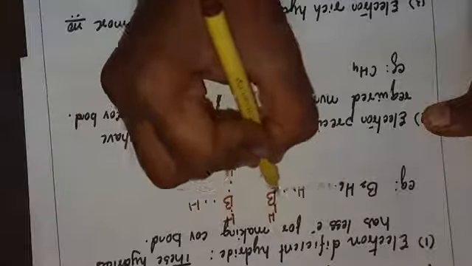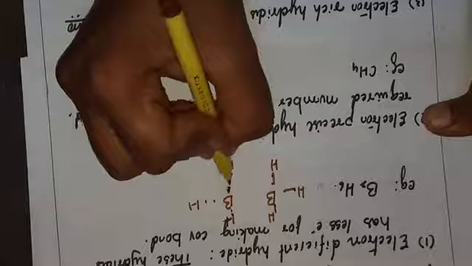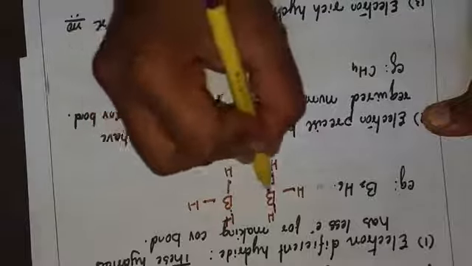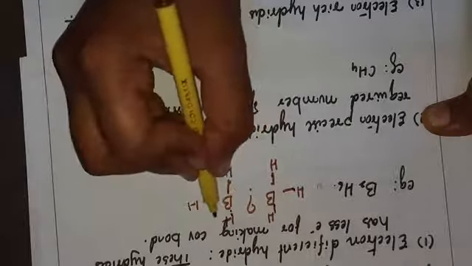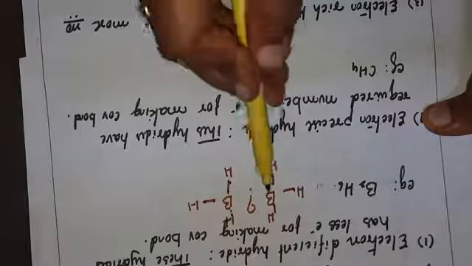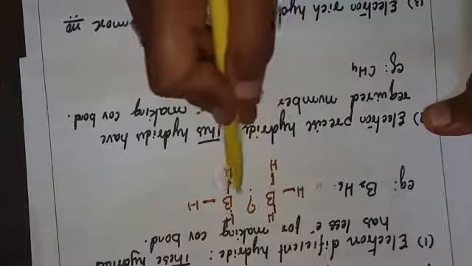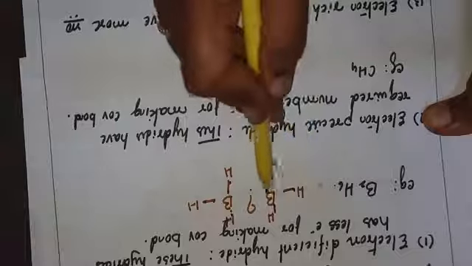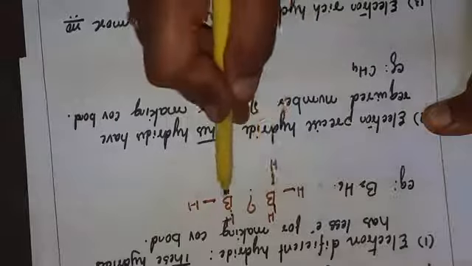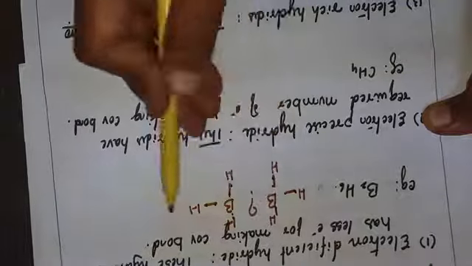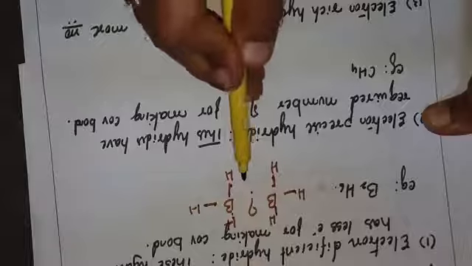Therefore, these will form bonds like this. You can observe here, in between 2 boron atoms, we need to make a bond, but there is no electron. In order to form a bond, there is a requirement of electron. So, this hydride is known as electron deficient hydride. Why? There is a less number of electrons to form covalent bond. There should be a bond between boron and boron, but there is no electron to form it.